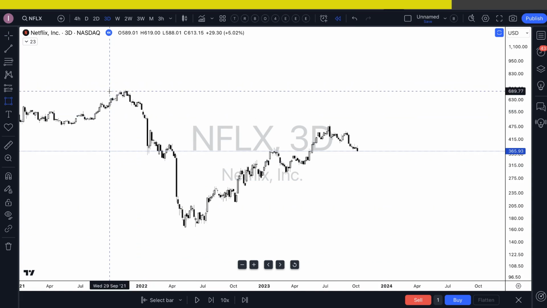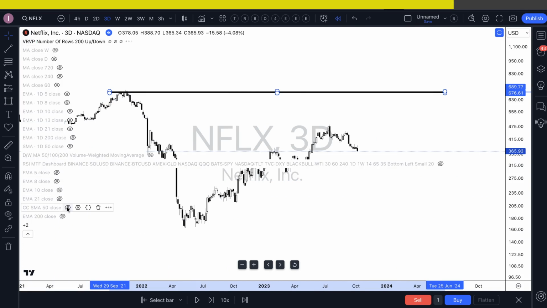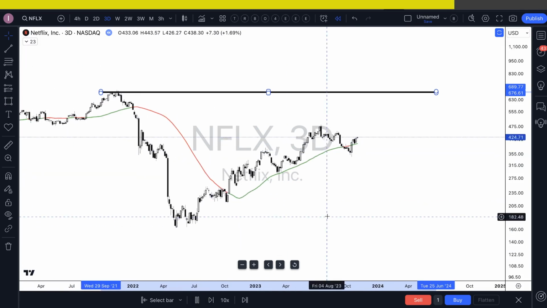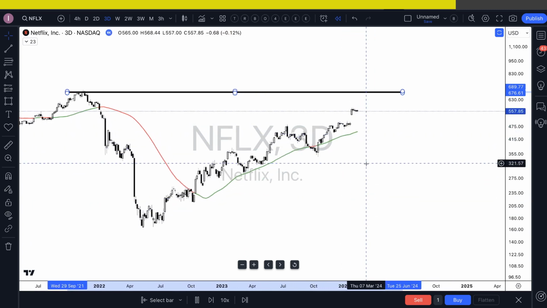Netflix. We've only got a couple more. All right. So let me get the 50 SMA on there real quick. So right now, price is below that 50, actually, excuse me, it's above it. 50 SMA is trending up.